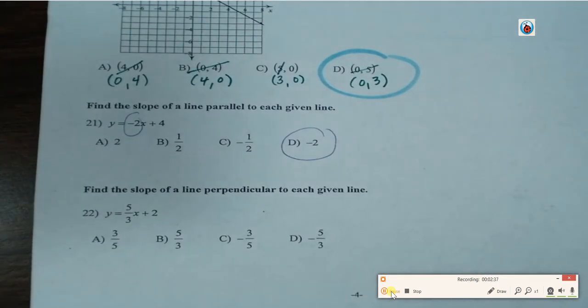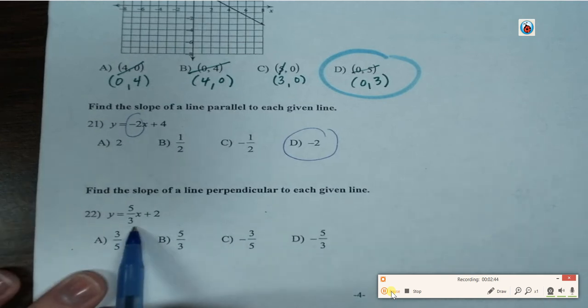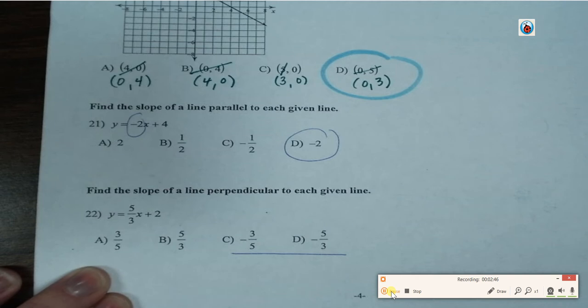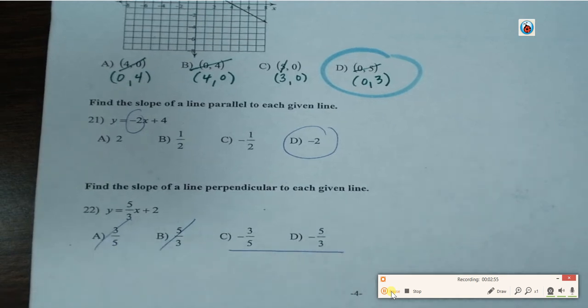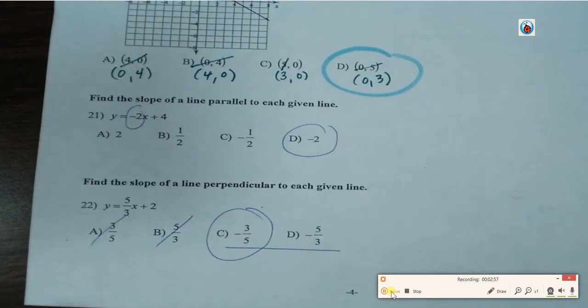Find the slope of a line perpendicular to each line. Perpendicular slopes are opposite reciprocals, which means a different sign. So if this slope is positive, my new slope has to be negative, one of these two. And reciprocal means I flip the fraction over, so my numerator and my denominator switch places. So instead of 5 over 3, I would have 3 over 5. And again, it would be a different sign. So C.